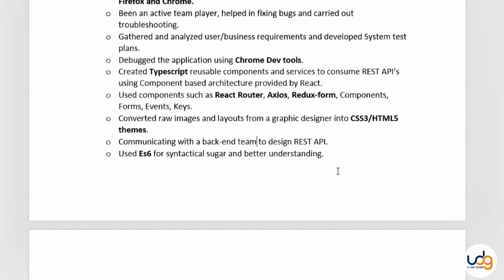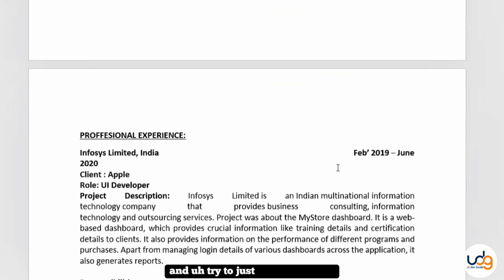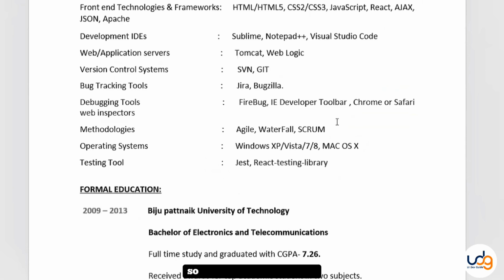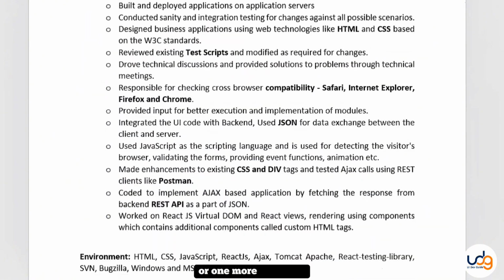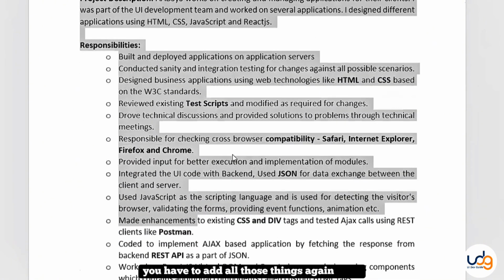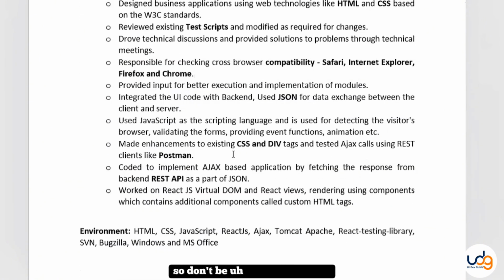And try to just make it generic. So if you want to update it, it will be easy to update. Otherwise, right now, if you want to add one more project or one more company, you have to add all those things again. So don't do it like that.